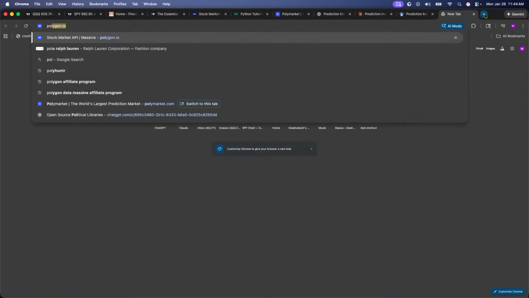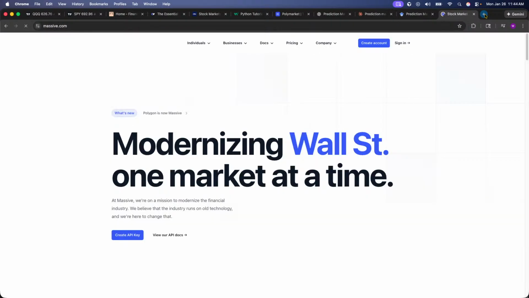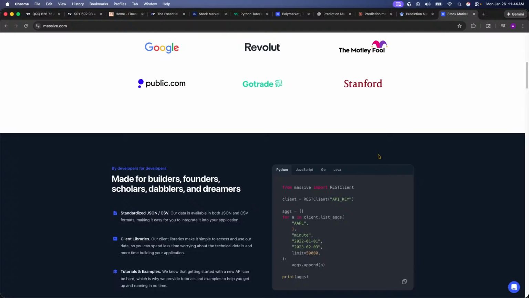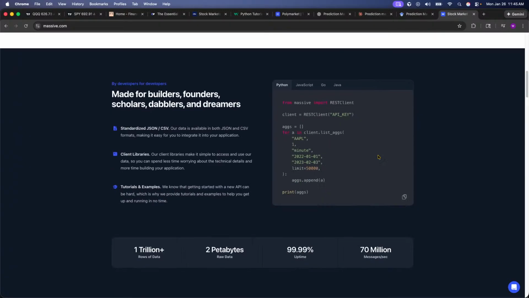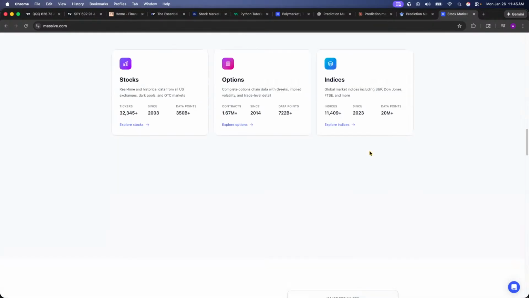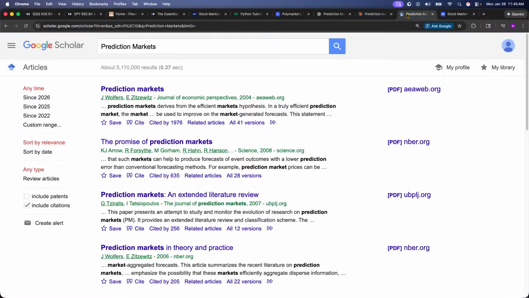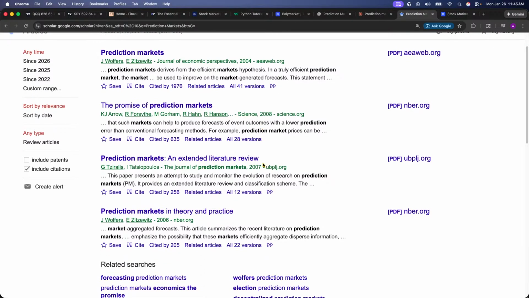Polygon. This is Polymarket. Polygon. Polygon has it too? Polygon, I just know it's like stock data and stuff. Okay. I'm getting a little bit outside of my lane. Okay, hold on. Let me come here real quick.